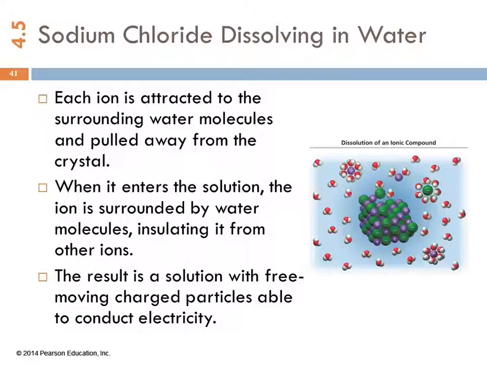The attractions between the partial charges on the water molecules and the ions take the place of the interaction that the positive and negative ions had in the ionic compound. And that's how an ionic compound dissolves in water. It's able to communicate with the water molecules and essentially gets surrounded by them and carried off. And they float around, and you have a homogeneous mixture.